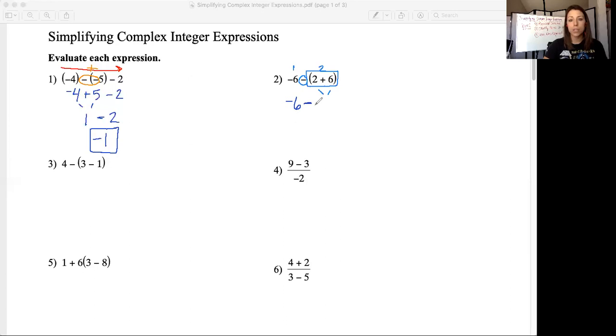What is 2 plus 6? 2 plus 6 is 8. So now I still have 2 terms, I still have 1 and 2, but now these 2 terms are simplified, meaning I can go in and combine from left to right, which in this case, because it only has 2 terms, just means doing the math of -6 minus 8. Let me think about this. This might be a little bit tougher. If I'm going from -6 and I'm going back 8, 1, 2, 3, 4, 5, 6, 7, 8, I'm going further away from 0. I'm going to end up at -14.